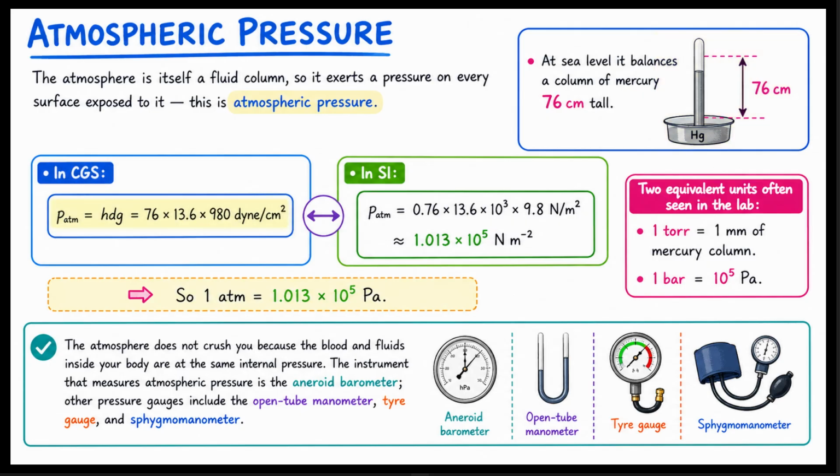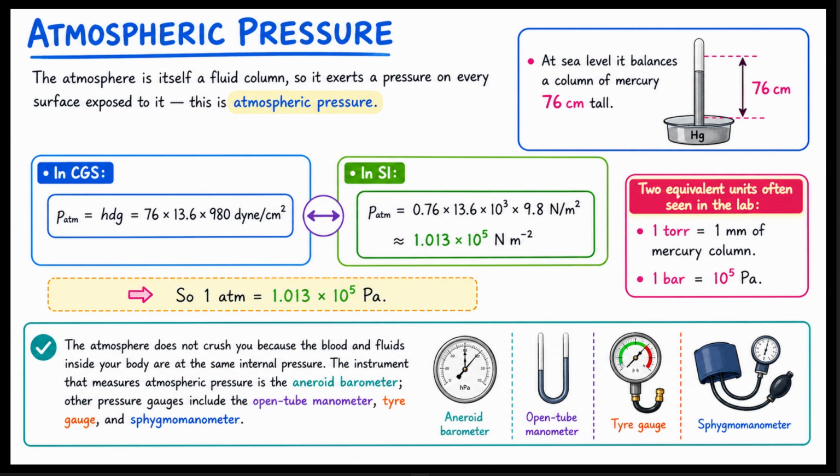In centimeter-gram-second units, the pressure is H times D times G, which works out to 76 times 13.6 times 980 dynes per square centimeter. In SI units, the same number becomes 0.76 times 13.6 times 10 to the 3 times 9.8 newtons per square meter, which is approximately 1.013 times 10 to the 5. So 1 atmosphere equals 1.013 times 10 to the 5 pascals.